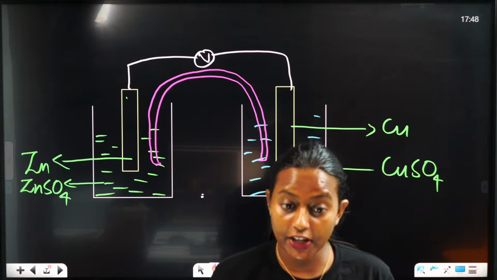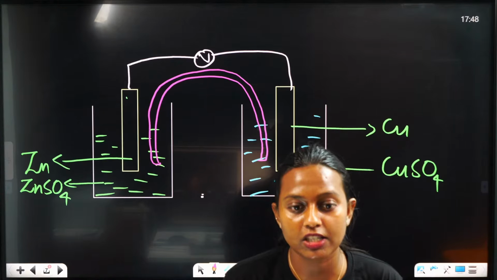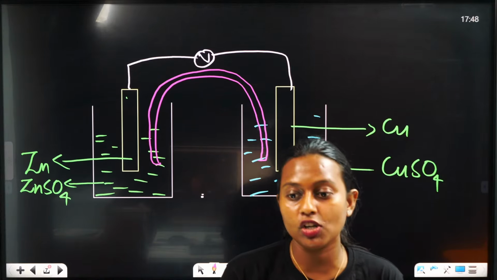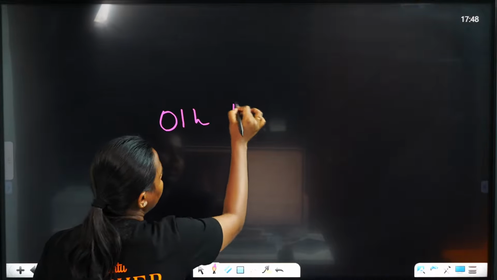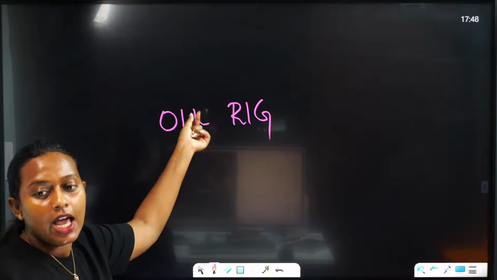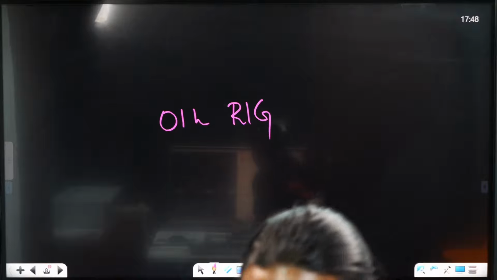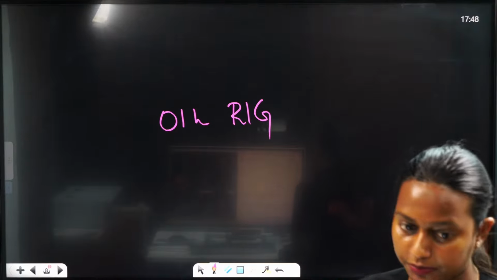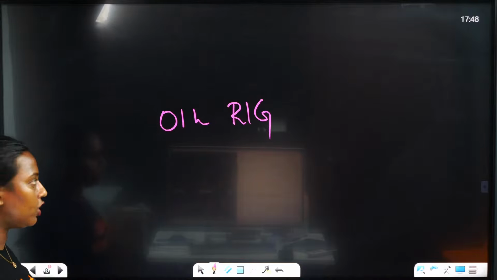Reduction is gaining of electron. Then what is oxidation? Oxidation means losing of electron. So we can use one code, that is OIL RIG: oxidation is losing of electron, reduction is gaining of electron. Clear? Oxidation is losing of electron, reduction is gaining of electron.